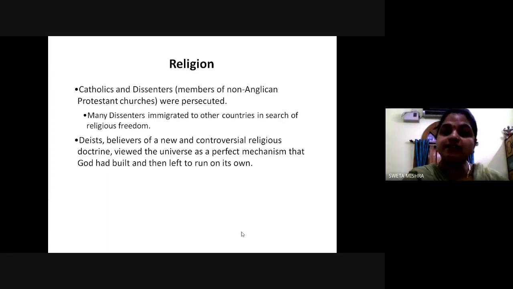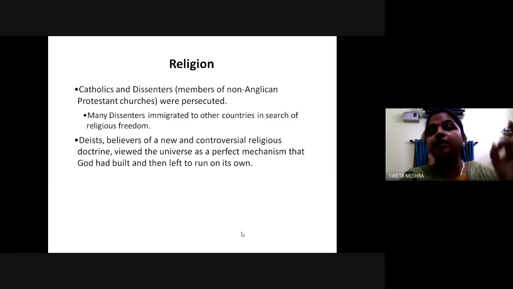It viewed the universe as a perfect mechanism that God had built and then left to run on its own. So God had created the universe, but now the universe is to be taken care of by itself. God will not take care of what? Of the universe. Who believed in this? The deists. The deists were a new group, a new controversial religious doctrine. They were the believers of this doctrine, which viewed that the universe is a perfect mechanism. In what way? That God had built the universe and left the universe to run on its own. That is the most controversial thing that happened during this period. So this is what happened about religion.